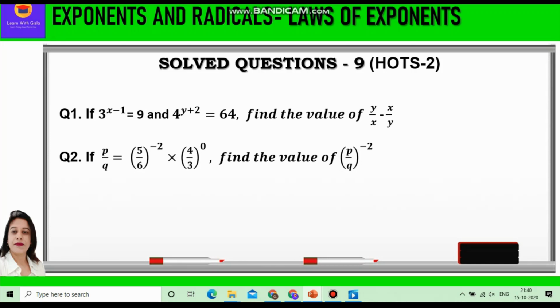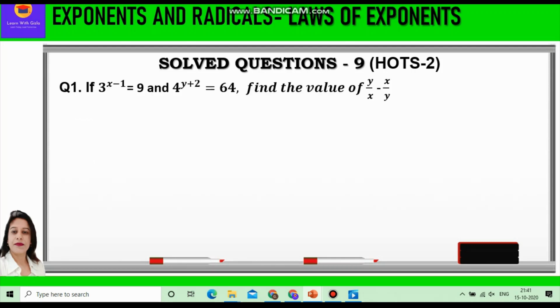In the first question, we are going to find out the value of x and y and substitute its value in the given expression, that is y upon x minus x upon y. And in the second question, we are going to find the value of p by q by simplifying it, and then we will substitute it and find the value of p by q raised to power minus 2. So let's start with question number 1.